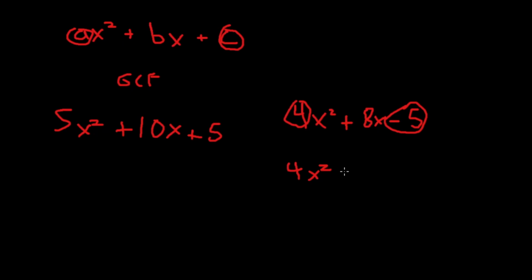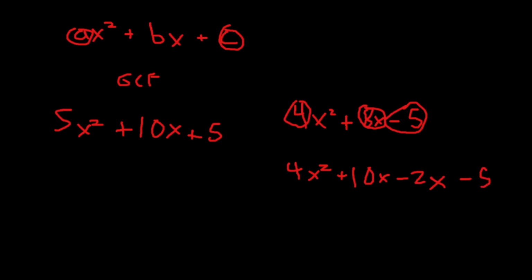So 4 times negative 5 is negative 20, right? And we learned that negative 2 times 10 is a way to do that. That gives you positive 8 and multiplies to negative 20. So we're actually going to convert the b into 10x, forgot the x, minus 2x, minus 5.